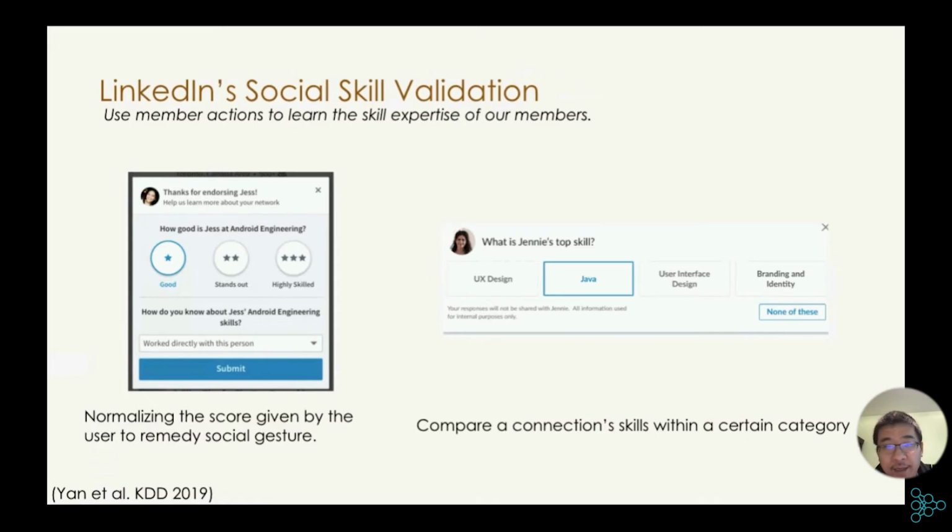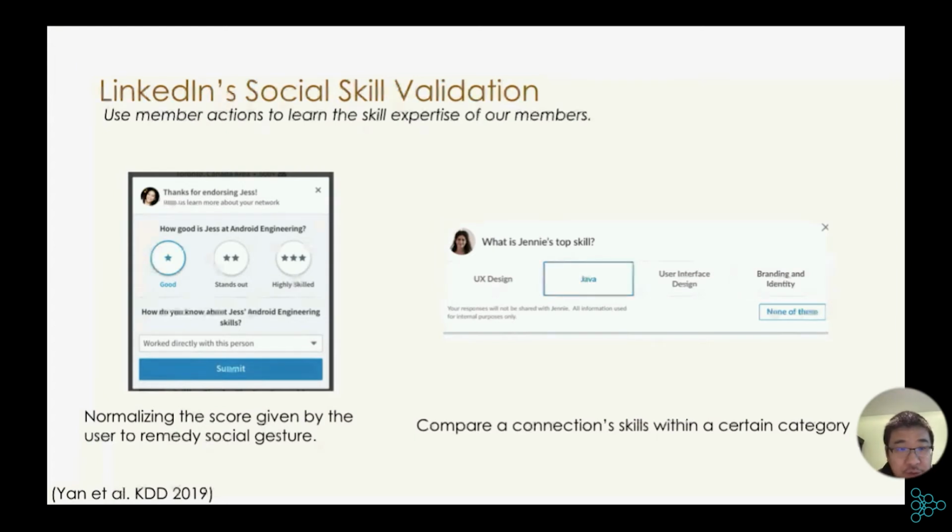And the second idea is we force users to choose one option from multiple options, so they have to make a comparison. Then this can mitigate the gaming. So here I can give you some examples. The first example on the left is we just ask a member, hey, how good do you think this person is at this skill.